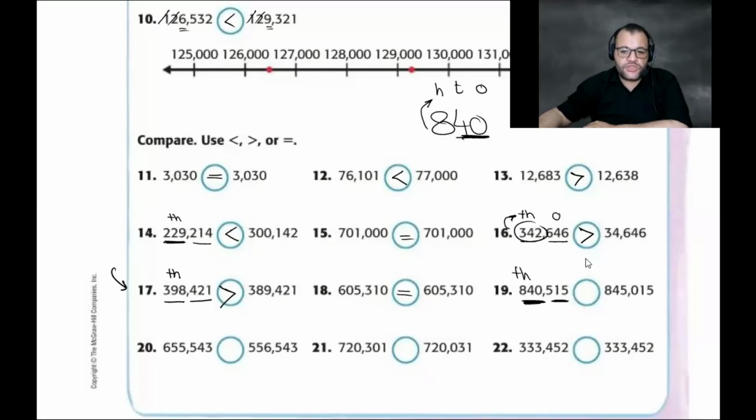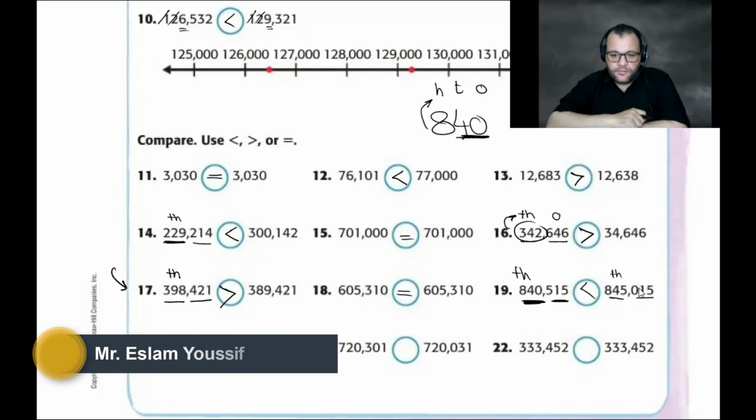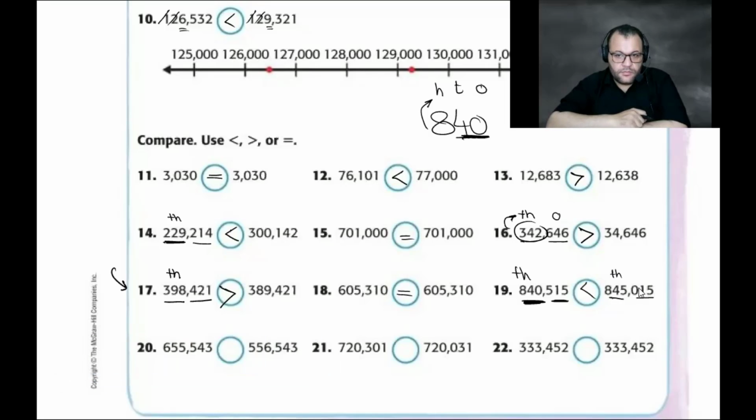Is it greater than, smaller than, or equal? It's smaller than. Read the other part. Just read the first one, then with 1,000, read the second part. 845. 845 what? 15. 845. Yes, 1,000. Don't forget the 1,000, the name of the period.